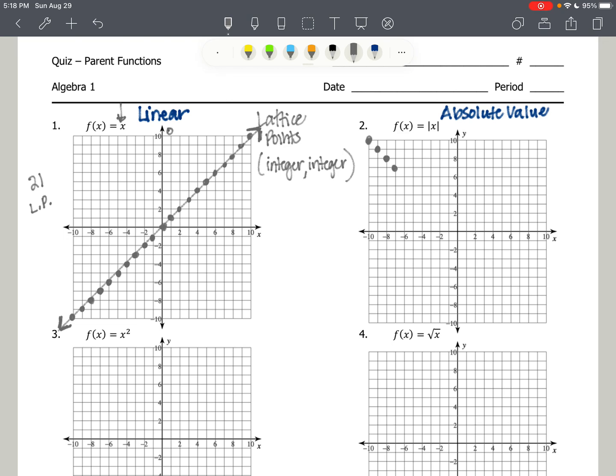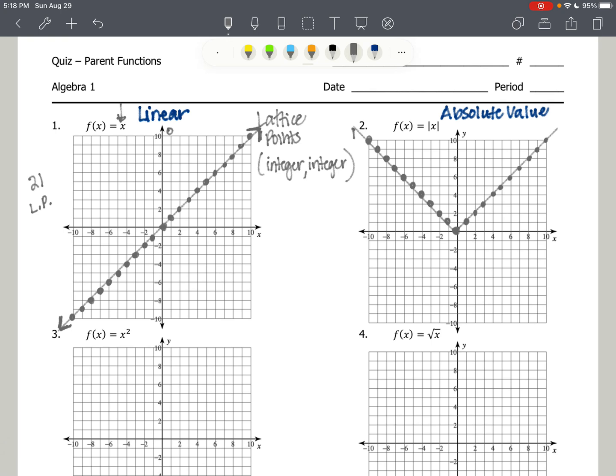Negative 7, positive 7. Negative 6, positive 6. Negative 5, positive 5. Negative 4, positive 4, and so on, down through negative 1, positive 1. Then 0, 0, and 1, 1, 2, 2, and so on up to 10, 10. And this requires a straight edge as well.